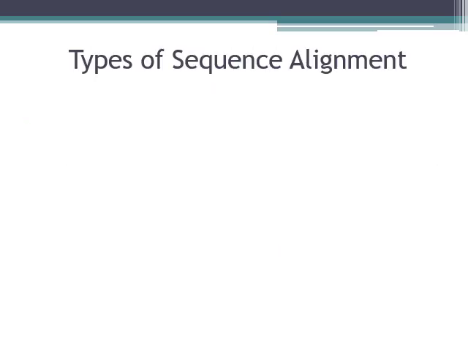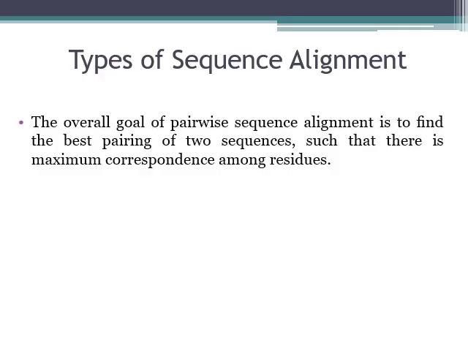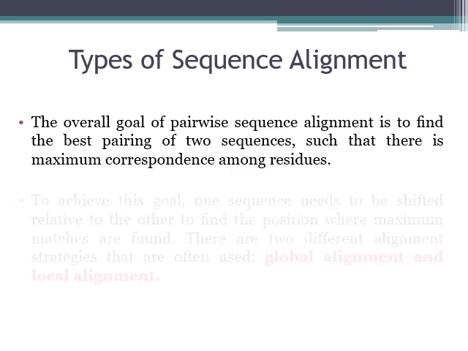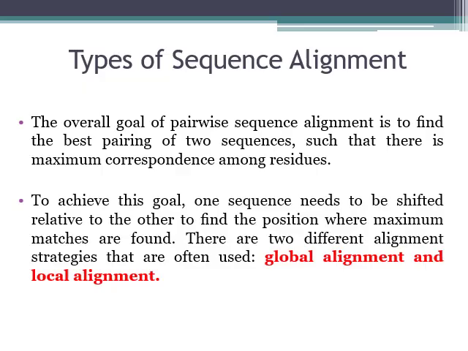Then, types of sequence alignment. The overall goal of pairwise sequence alignment is to find the best pairing of two sequences, such that there is maximum correspondence among the residues. To achieve this goal, one sequence needs to be shifted relative to the other to find a position where the maximum matches are found.